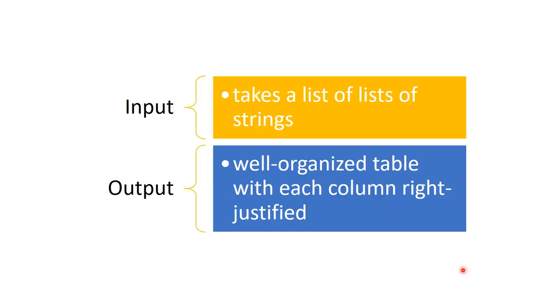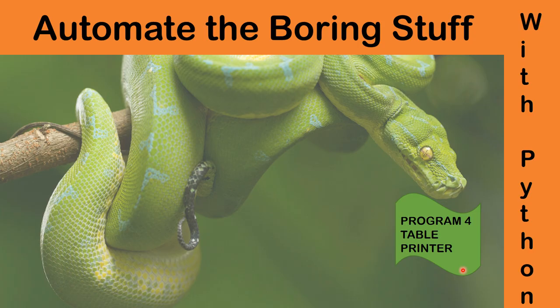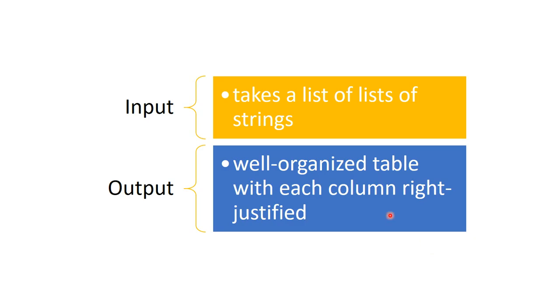So let's start. What is the name of this program? It is a table printer, and the input will be coming as a list of lists of strings, and the output will be a well-organized table with each column right justified. Right justified means you have a specific width, and if the width is more than your string's length, then your string will be shifted to the right.